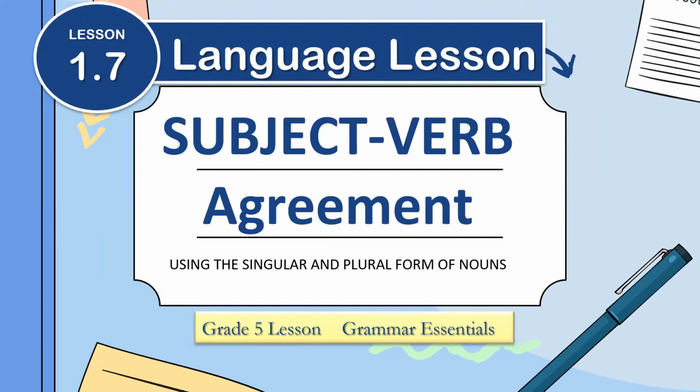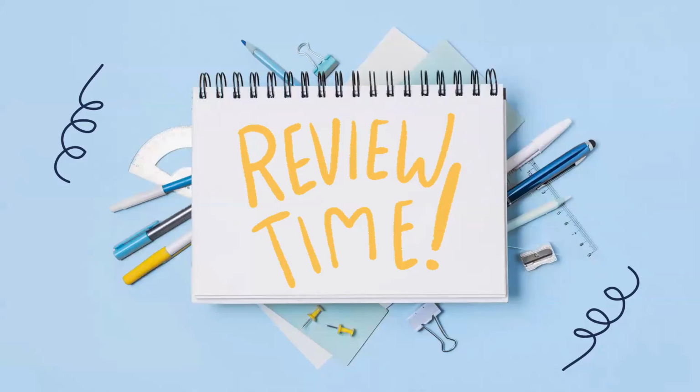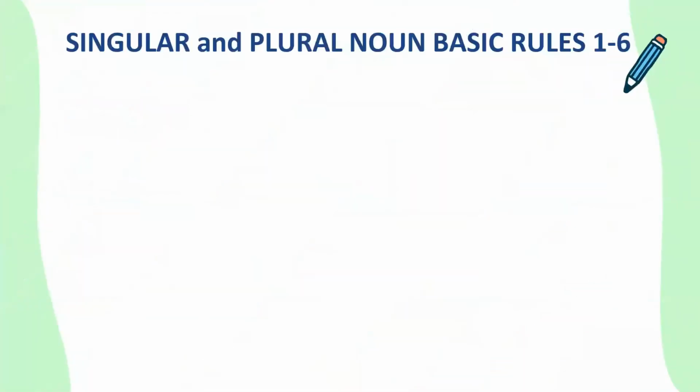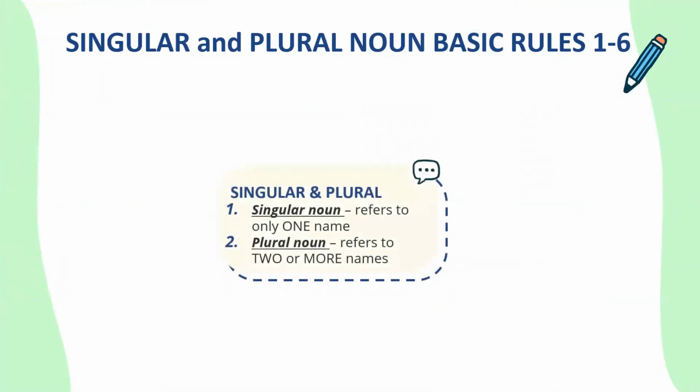Today's lesson focuses on subject-verb agreement using the singular and plural form of nouns. So let's have a quick review again. First off, what is a singular and what is a plural noun? When we say singular noun, this refers to only one noun. Plural noun, on the other hand, refers to two or more nouns.